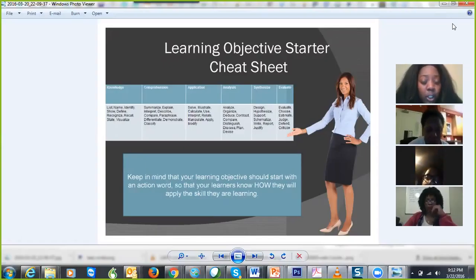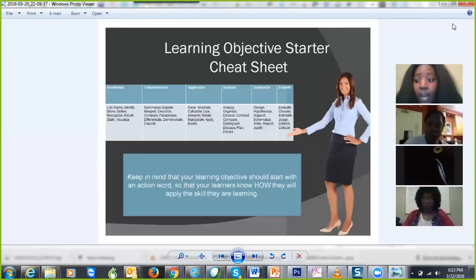So knowledge, right? These are the action words that will tell your learners how they will learn the skill. The learning objective is going to tell them what they're going to learn, and it's also going to tell them how they're going to demonstrate their knowledge of the subject. So you have to know where you want them to go, okay? If the way they'll demonstrate that they know it is by knowledge, here are some action words underneath knowledge that are the actions behind the measurement.